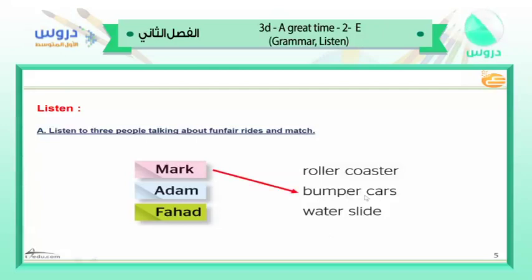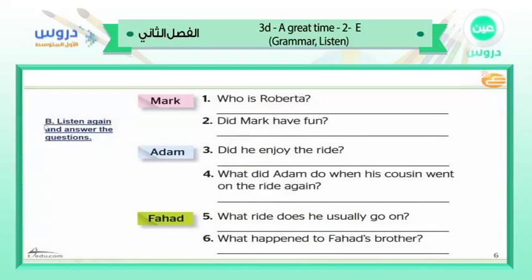Bumper cars, exactly. Excellent. What about Adam? What do you think, Adam? Space train and something. Roller coaster, exactly. Roller coaster. Okay, Fahad. What about Fahad? He said something about splash and get wet. Water slide. Beautiful. Water slide. Excellent. Very nice. Let's go to B.